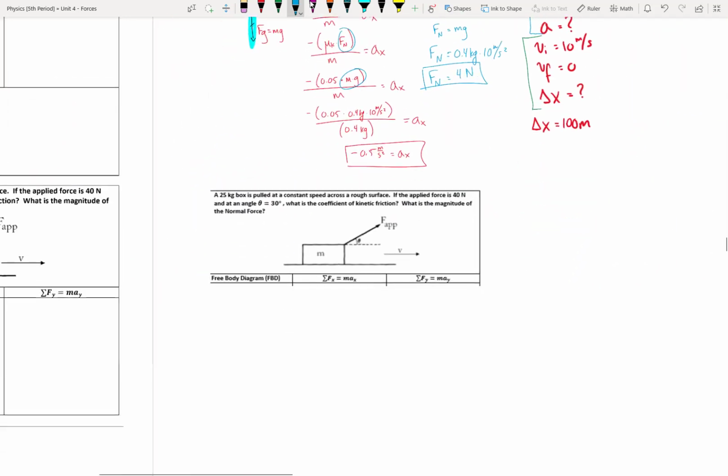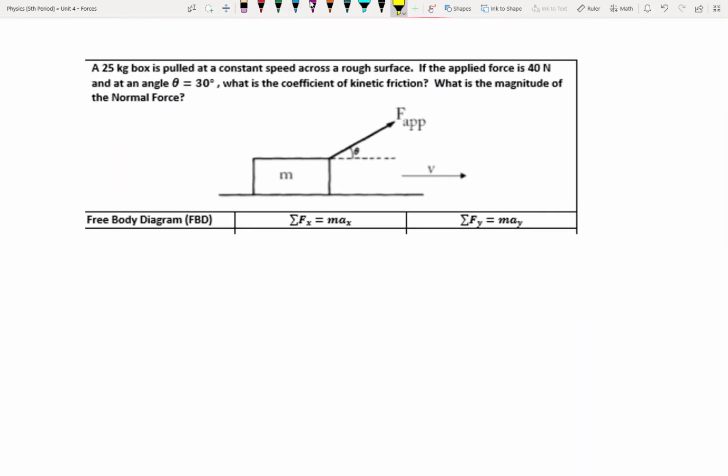Okay, let's look at the next one down here. We've got a box pulled at a constant speed. Oop, very important.